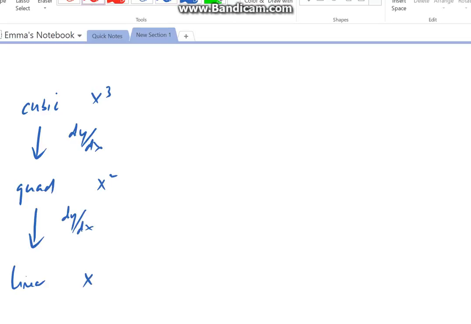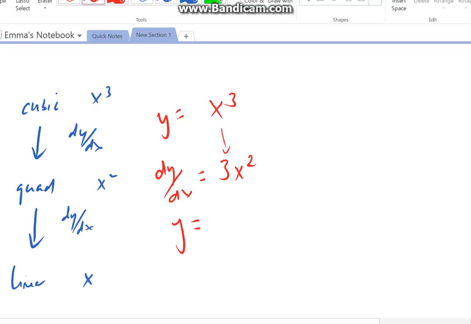We can show this in examples. If y is equal to x cubed, then dy dx is equal to 3x squared. So our cubic became quadratic. If y is equal to 3x squared, so we start with our quadratic, dy dx is going to bring down the power to multiply by what's there and reduce the power, so we get 6x. So your quadratic becomes your linear.